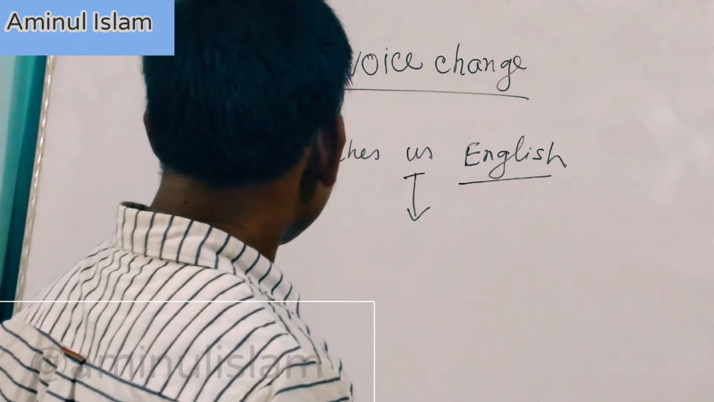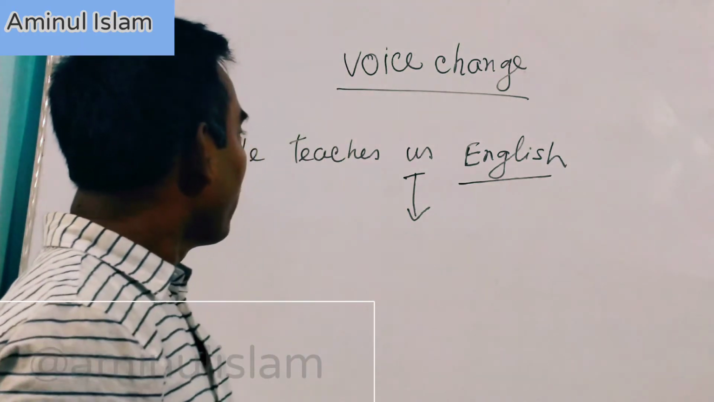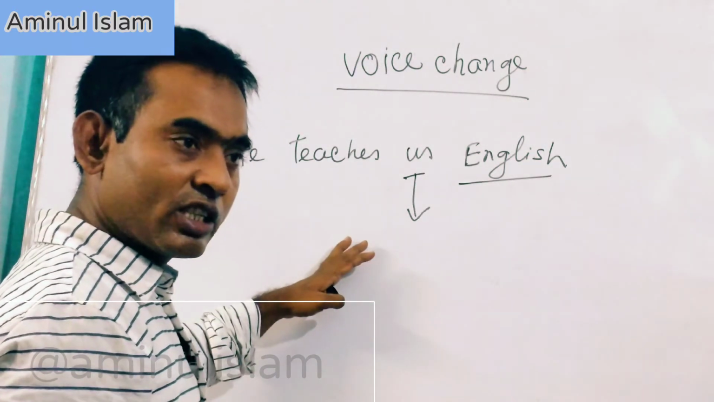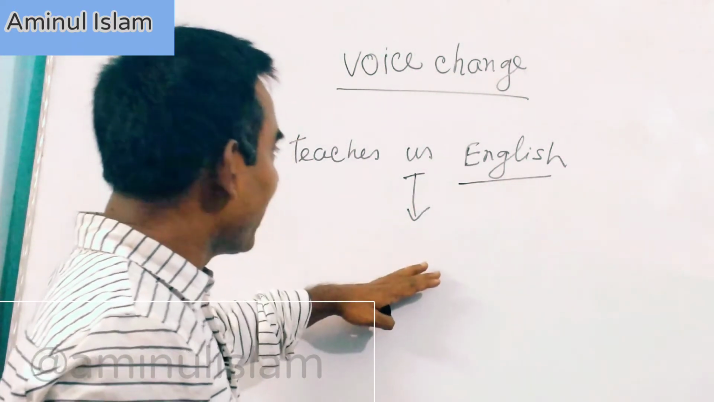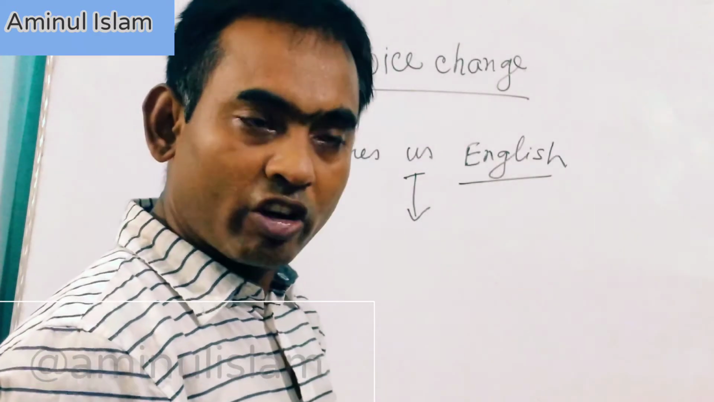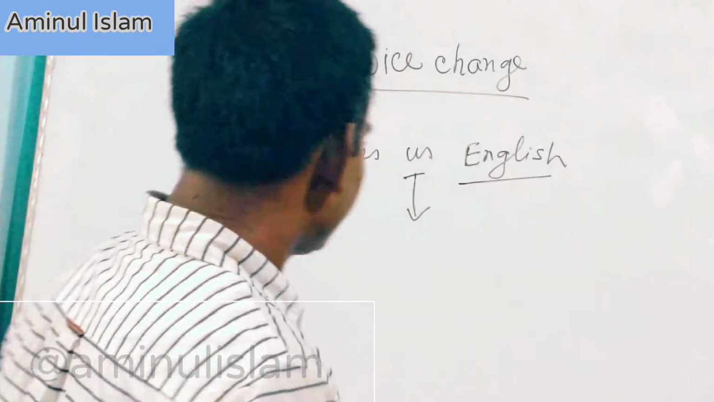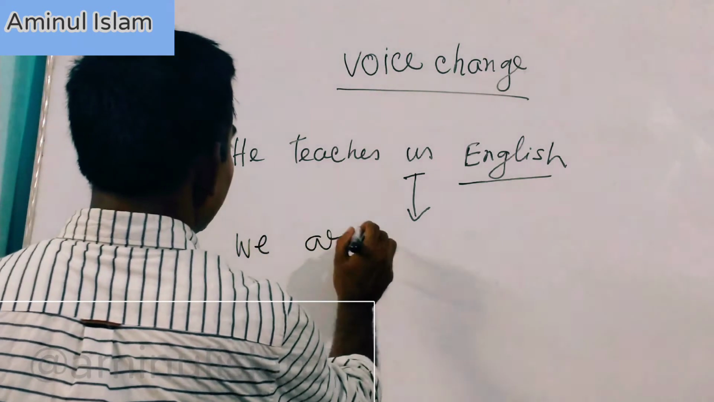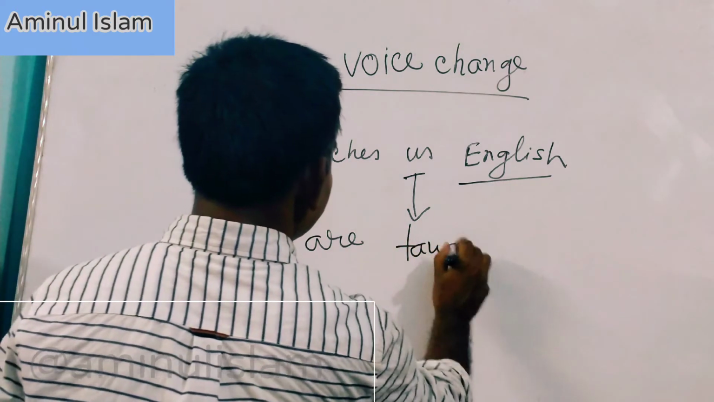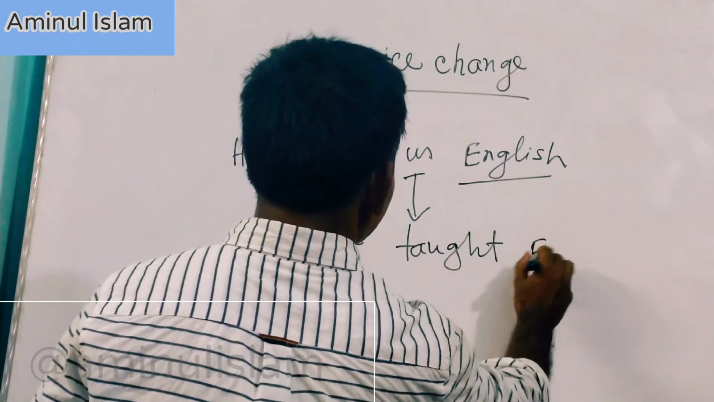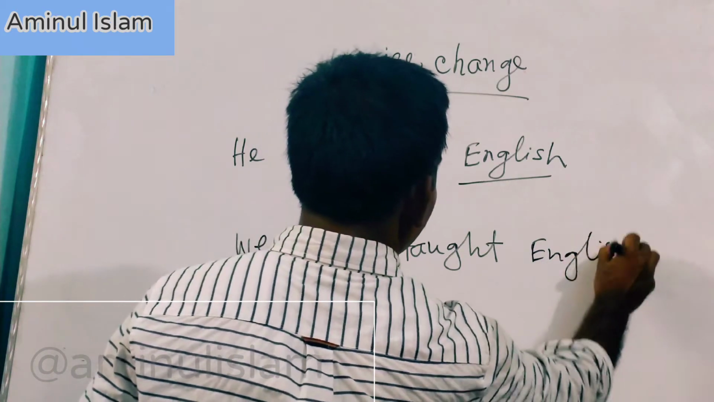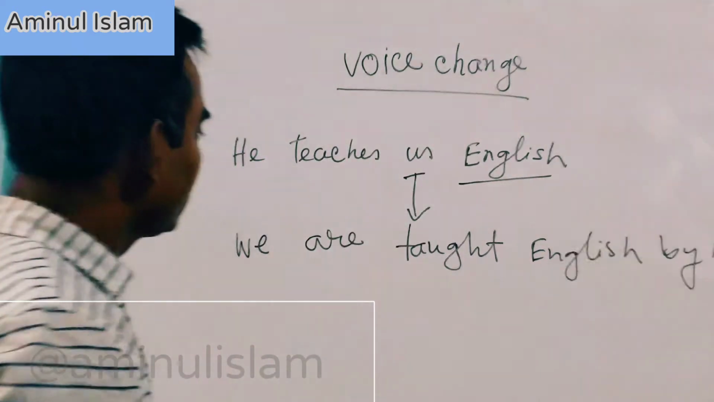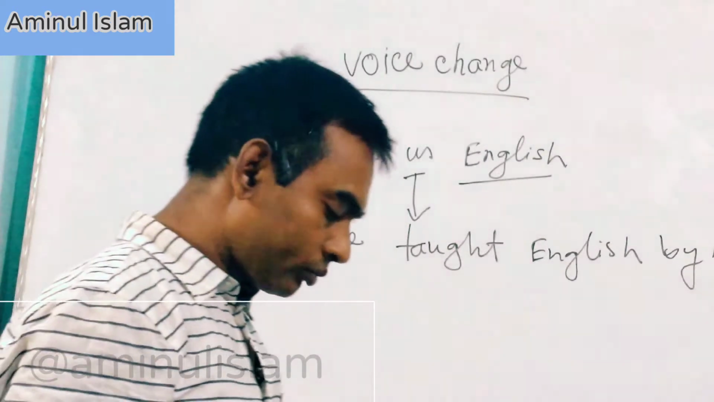I suggest that when you are asked to make this kind of sentence passive, you have to choose the indirect object, I mean the personal object. We are taught. We are taught English by him. I think it's clear to you.